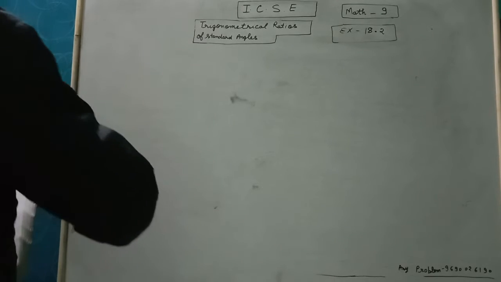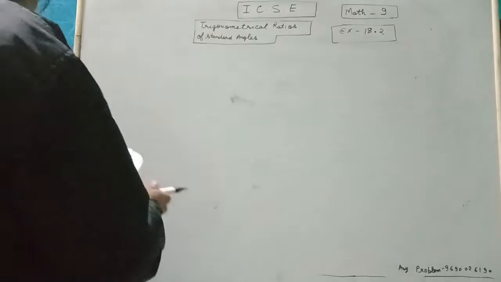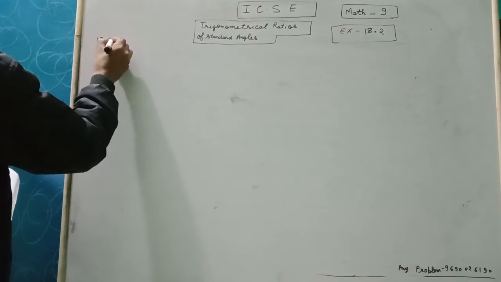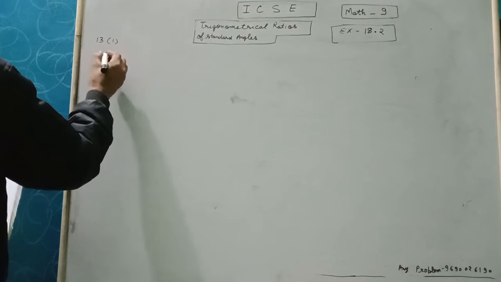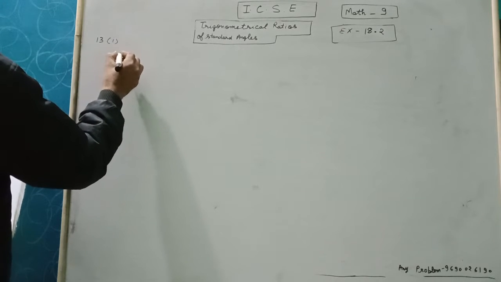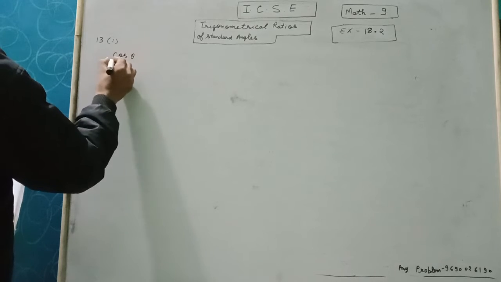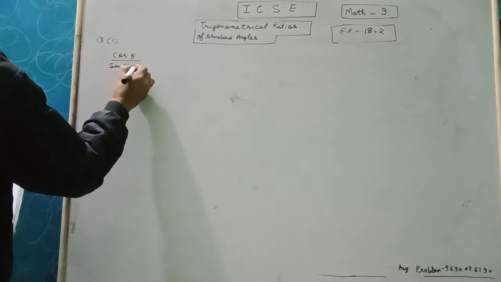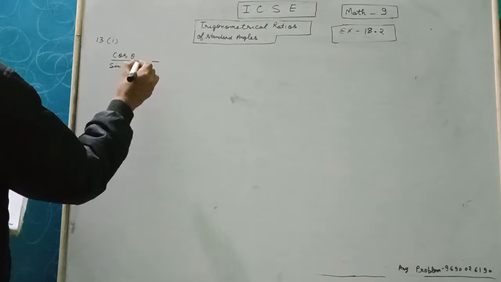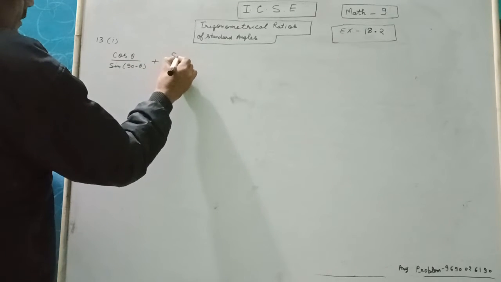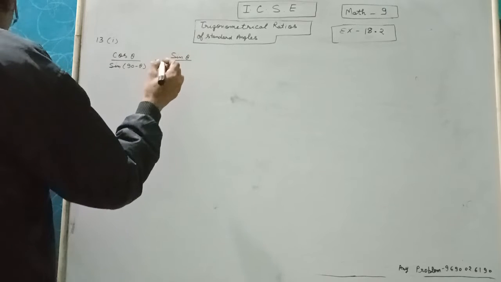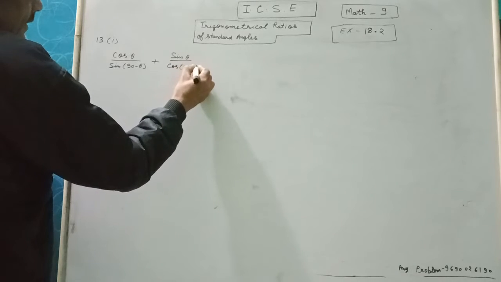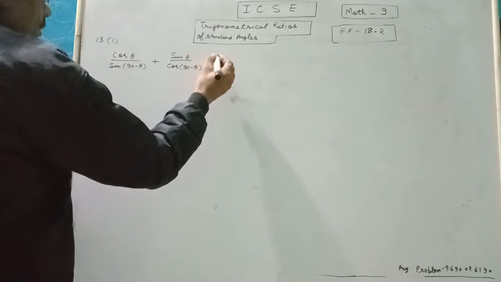9th class student, exercise 18.2, question number 13, first part: cos theta upon sin(90 minus theta) plus sin theta upon cos(90 minus theta) is equal to 2.